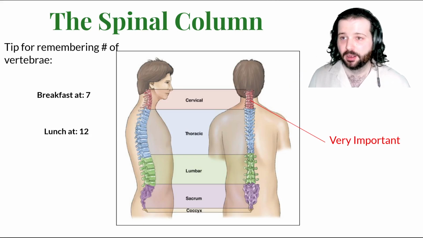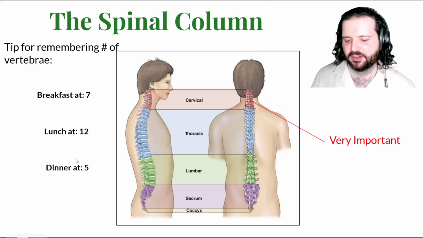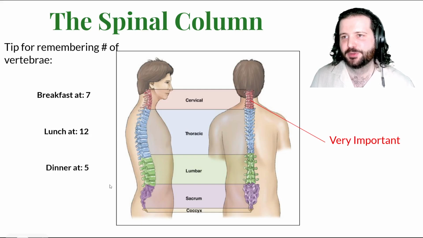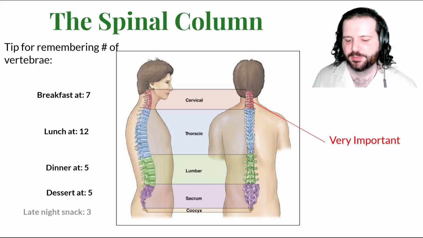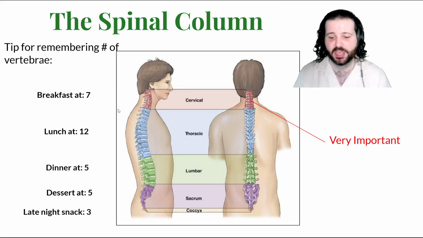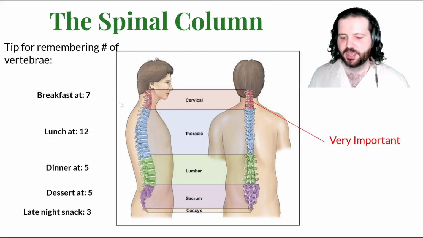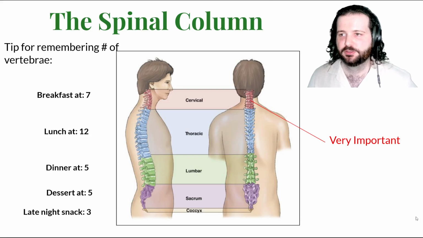Now the lumbar, that's at 5. I like to eat dinner a little early, so I have dinner at 5. I'm also a sweet tooth, so I like to have dessert at 5 as well, right after my dinner. And then sometimes I wake up in the middle of the night, 3 a.m., and have a late night snack down at the coccyx. So we have 7 in our cervical spine, 12 in our thoracic, 5 in our lumbar, 5 in our sacrum, and 3 in our coccyx.